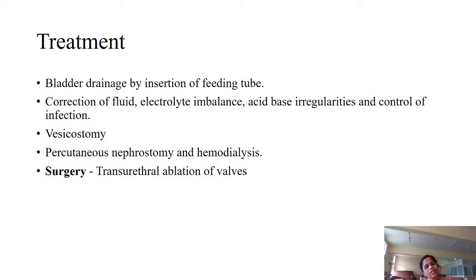Treatment. Surgical treatment, transurethral ablation of valves, can be done, but before that you may have to correct fluid and electrolyte imbalance and any acid-base irregularities, and control infection. Then vesicostomy can be tried, or bladder drainage by inserting a feeding tube. All these things can be tried, but the sure-shot treatment for posterior urethral valve is transurethral ablation of valves.